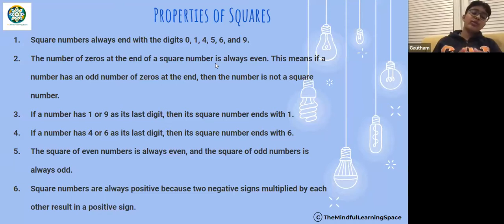For rule number 3, can you read the rule and then give me an example, please? If a number has a 1 or 9 as the last digit, then the square number ends with 1. For example, 11 ends in 1, and 11 times 11 equals 121. That ends in a 1. Good. 9 is just its digit. 9 times 9 equals 81, and that's 1.